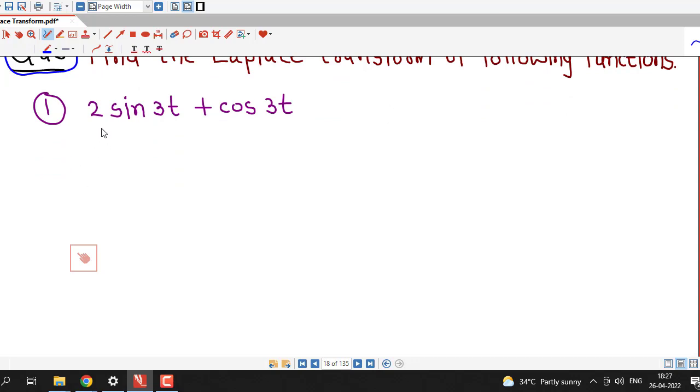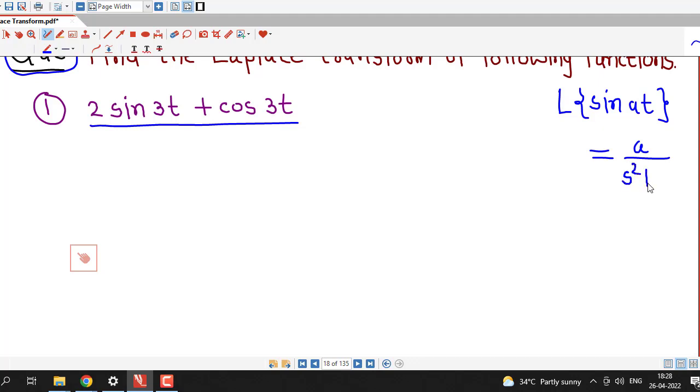So first one is we have to find Laplace transform of the function 2 sin 3t plus cos 3t. For this we must be familiar with the formulas of Laplace transform of sin at and cos at, and we know that Laplace transform of sin at is a divided by s square plus a square, and Laplace transform of cos at is s divided by s square plus a square.